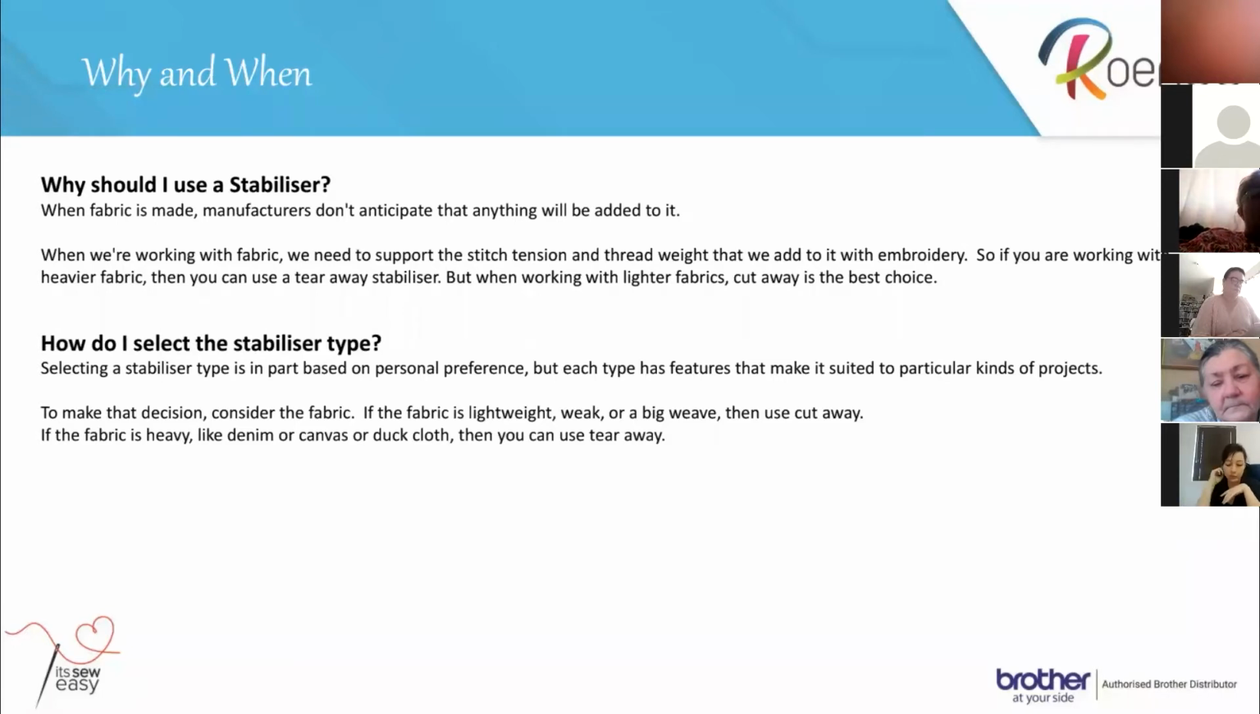So the general rule is, if you're working with a heavier fabric, you can use Tearaway stabilizer, but when you're working with a lighter fabric, you would use your Cutaway stabilizer. That one is the best choice. So that is how you would choose between the two. We're going to go into the difference in the stitch and tear and Cutaway in a moment, so then you'll understand why we use Tearaway for a heavier fabric. Selecting the different stabilizer is mostly based on personal preference.